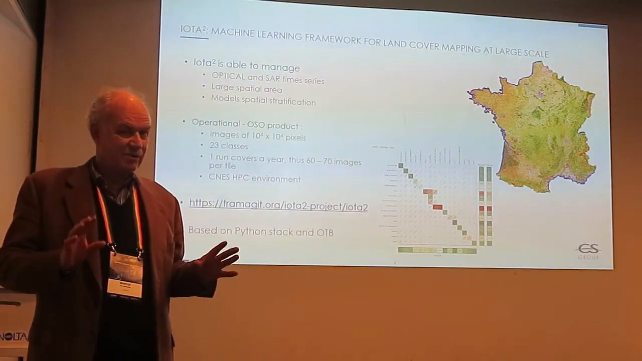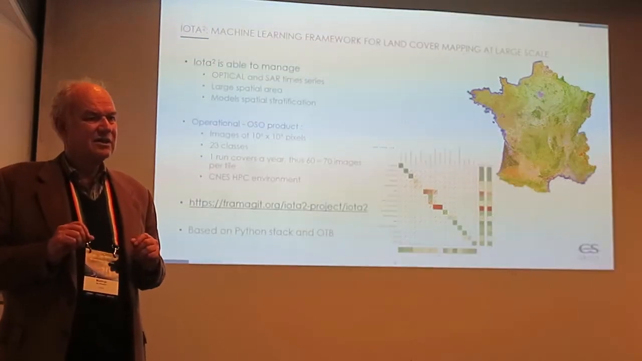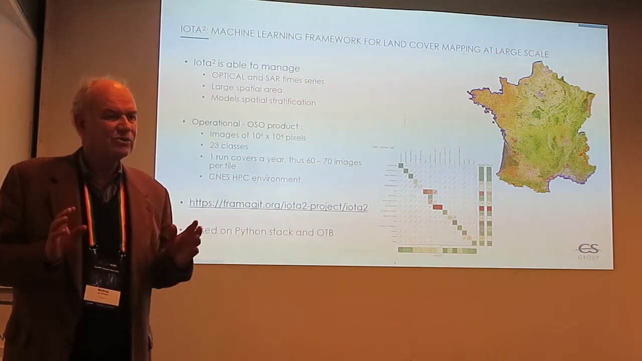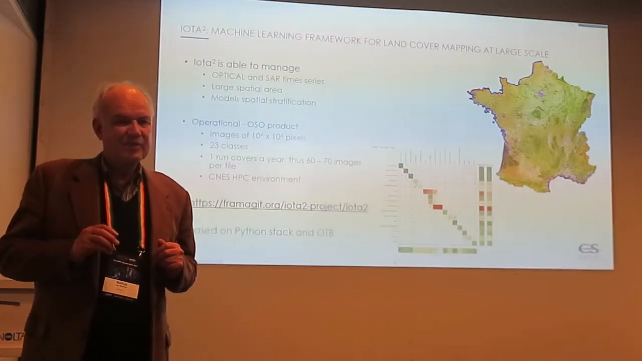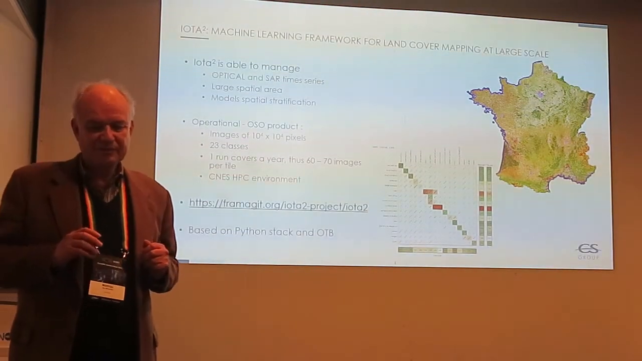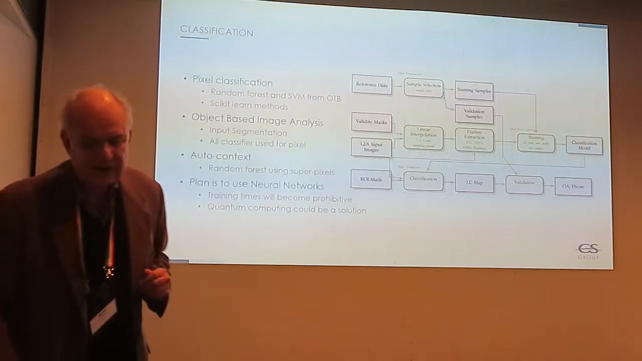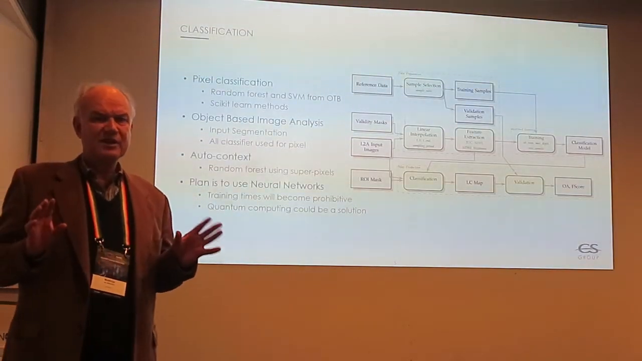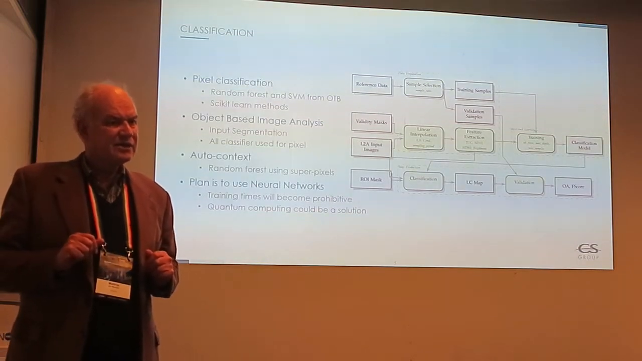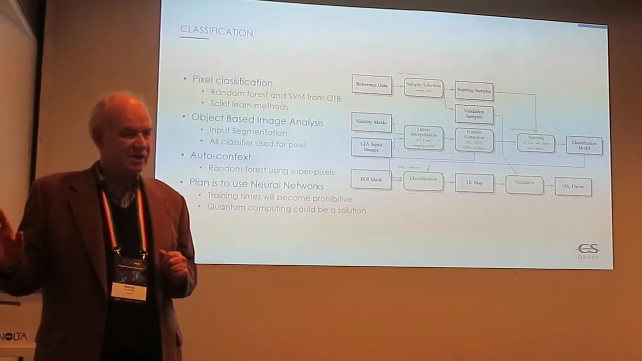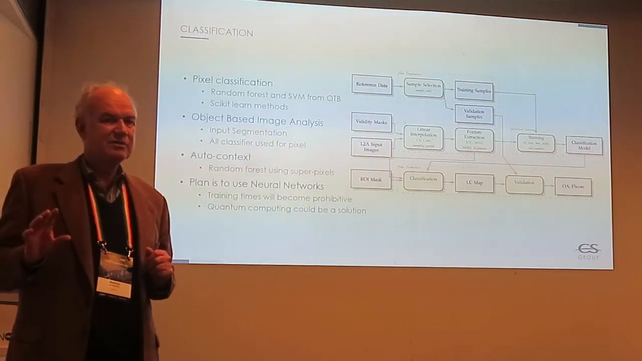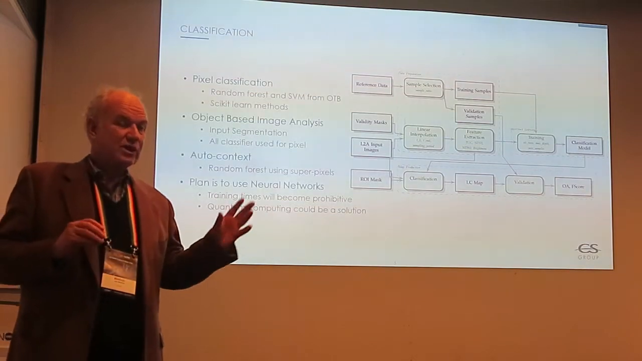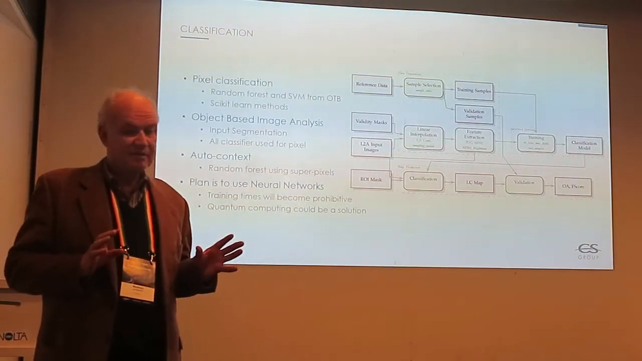The software is run on the HPC environment of CNES, so they have a 16,000 core machine to run this type of jobs. The classification in IOTA 2 now uses random forest and support vector machine classifiers. These are in OTB, a package managed by CS Group for CNES. But IOTA 2 also supports scikit-learn methods.